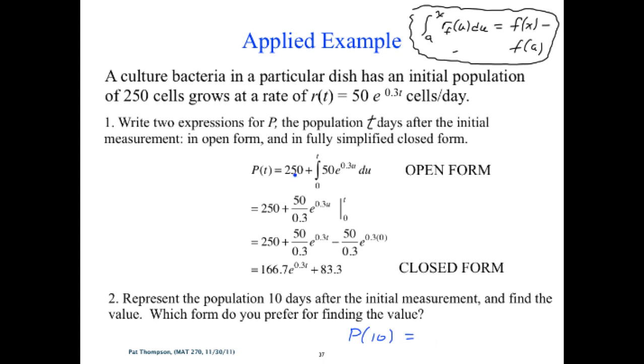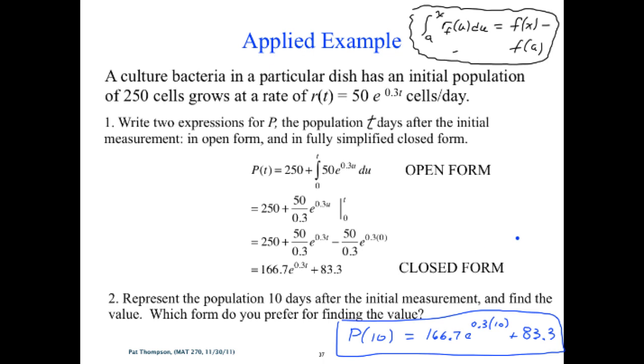It's like a negative 250 plus the integral from 0 to 10. Okay. What is it? 166.7 e to the 0.3 times 10. What Carmen said. Easy calculation, right? GC, snap. Graphing handheld calculator, snap, right? Not O snap, but A snap. Anyone got the value?